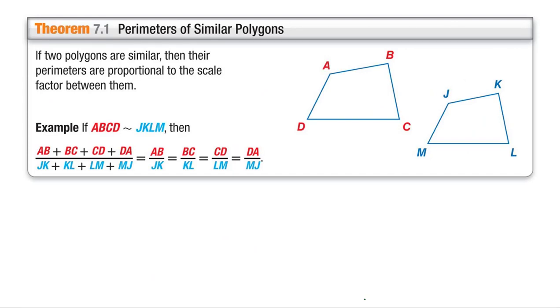Okay, perimeters of similar polygons. If two polygons are similar, then their perimeters are proportional to the scale factor between them. Meaning that if I add up my perimeter, this is going to equal the proportion between the sides, which we know equals the scale factor.